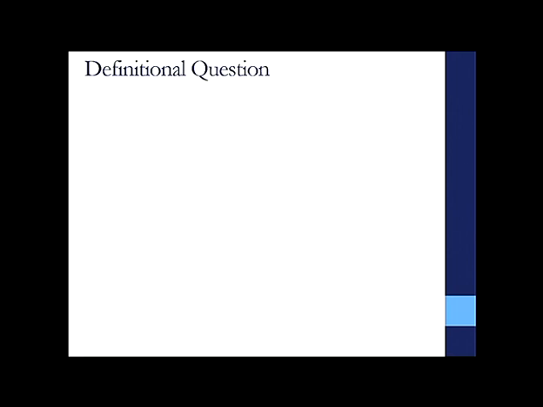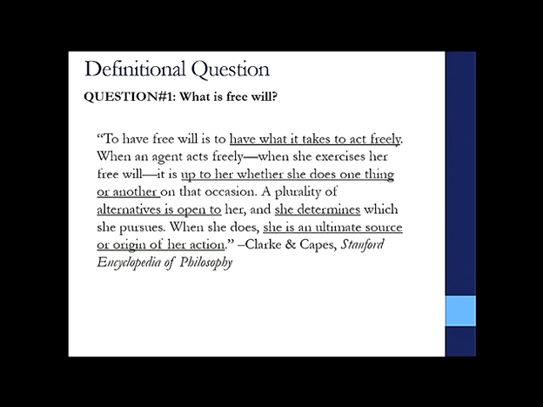Okay, so there's initially the definitional question. What are we talking about when we're talking about free will? Here's one explication of the concept, one that's going to be familiar to anyone who's been reading the literature. So we'll just read it slowly and take it in and let this be our operational characterization of free will. This is from the Stanford Encyclopedia of Philosophy.